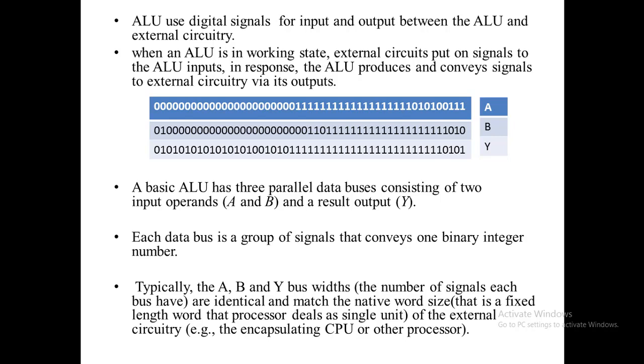So what is external circuitry? We are discussing external circuitry. Basically, external circuitry can be other processors or other CPUs that send data to the ALU.